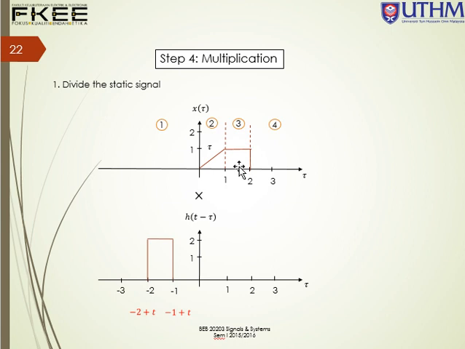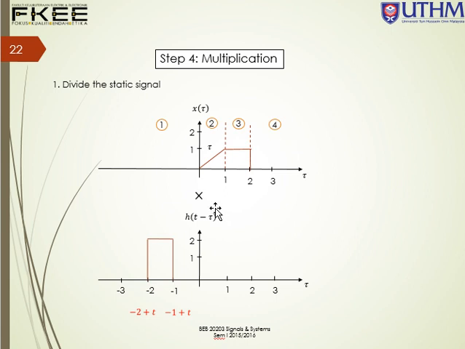we will divide the static signal into sections based on the graph over here. So for example over here, x tau, which is the static signal. The first section will be when x tau equals 0 over here. This is the first section. And then the second section will be when x tau equals tau. This is section number 2. And then when x tau equals 1 will be our section number 3. And then the next one, when x tau equals 0, will be our section number 4.